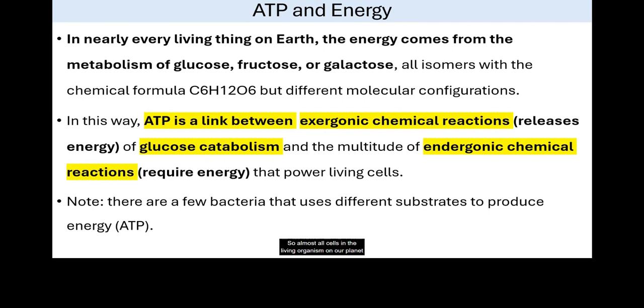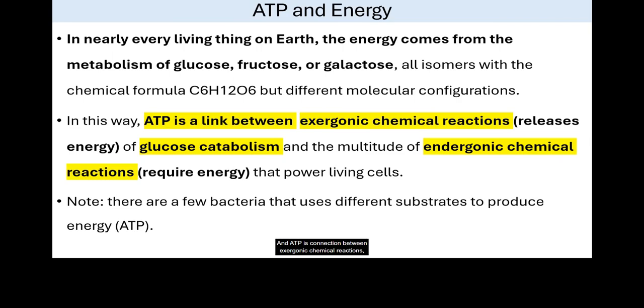ATP and energy. Almost all cells in living organisms on our planet have ATP, and most of them use glucose, fructose, or galactose metabolism. All these three molecules have the same chemical formula: 6 carbon, 12 hydrogen, and 6 oxygen. But glucose, fructose, and galactose are isomers. It means how exactly these atoms are attached is a little bit different, and this is why they are called isomers.